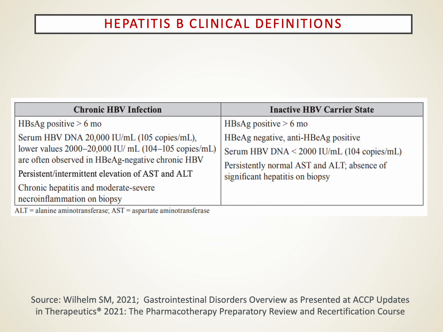There are also definitions of whether someone is in an inactive carrier state for hepatitis B versus if they've got chronic hepatitis B infection. And that has to do with both serological markers, but also whether or not their liver function tests, particularly their AST or ALT, are elevated either intermittently or persistently.